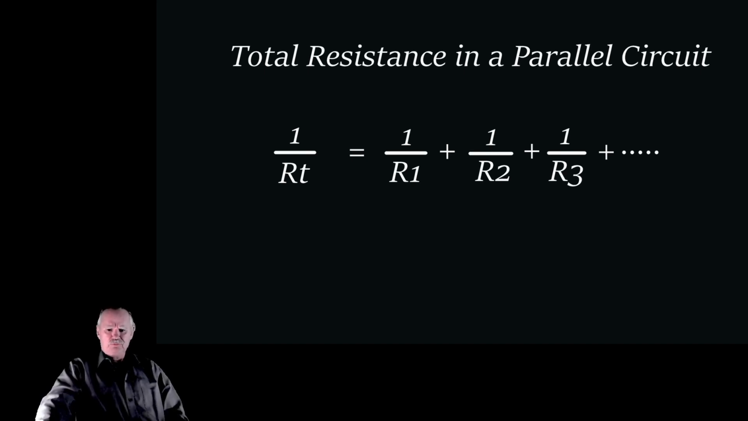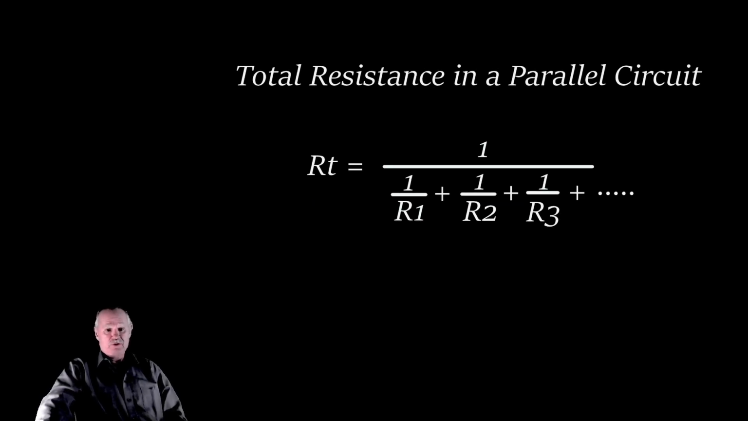However, I choose to use this formula a little differently. I do it this way because we want only one term on the left side of the equation, which I think should be RT. So what we're going to do is take the reciprocal of both sides, and if we do that, then we end up with 1 over RT equals 1 over R1 plus 1 over R2 plus 1 over R3, and so on until you have all the resistors in the circuit.